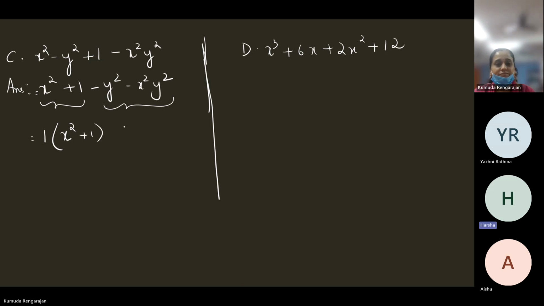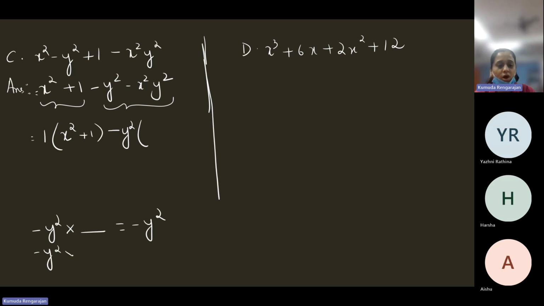Okay, then next, minus. What's common between the two? y square. Minus y square into, what is minus? What is the third term? The third term is minus y square. What you've taken common is minus y square into what will give you the third term minus y square, and then minus y square into what will give you the fourth term minus x square y square. Fill in the blanks.